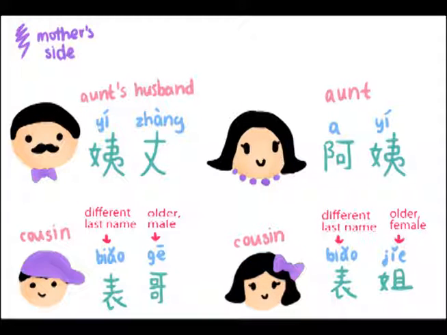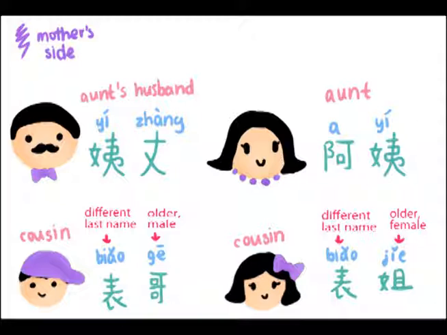Ayi means aunt or your mother's sister regardless of age. Ayi. Yi Zhang is Ayi's husband or your mother's sister's husband. Yi Zhang.